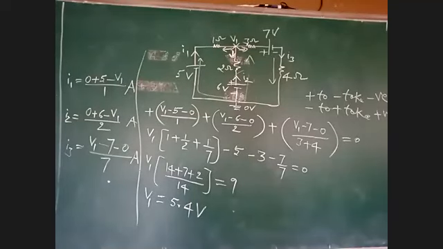That's all about this problem. We have determined node voltage. While determining node voltage, don't see the actual direction of current. We have to assume all the currents are leaving from the node point. We have to consider only assumed directions.